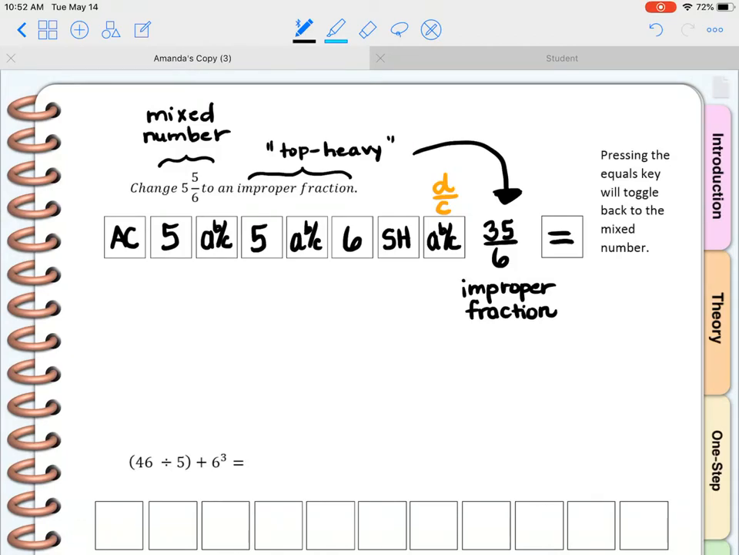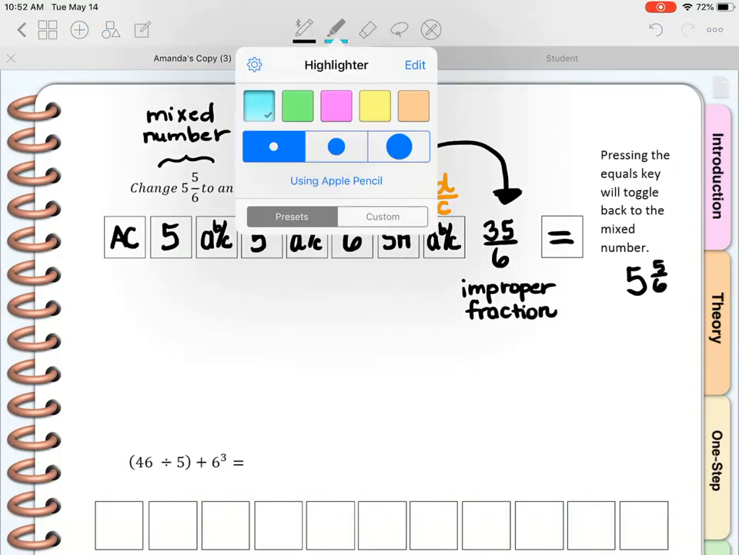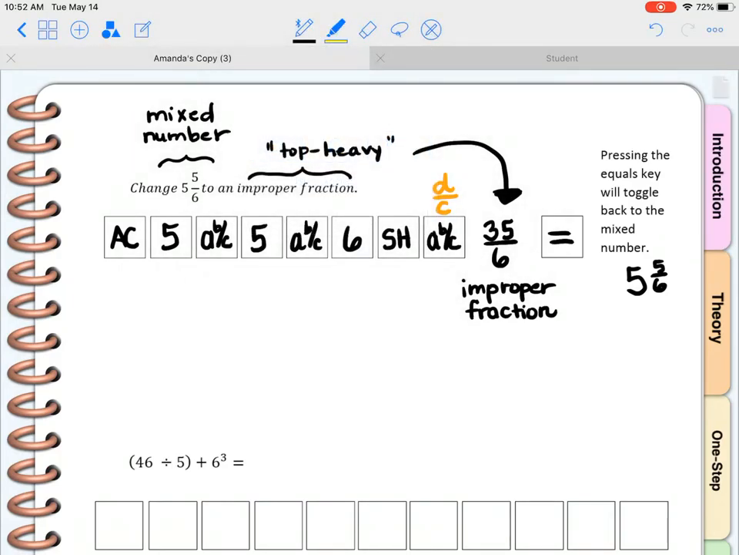Now, if you press the equal sign, go ahead and do that and see what happens. If you press equals, it's going to toggle you back to your original number. So if you press the equals too soon, you'll miss that top heavy one that we're looking for. So here's the answer to this problem. Let me highlight it. We want the improper fraction, which is a top heavy fraction, and that is right there. Okay, so be careful on those. If you have to do that, just don't get too anxious and press that equal sign too soon.